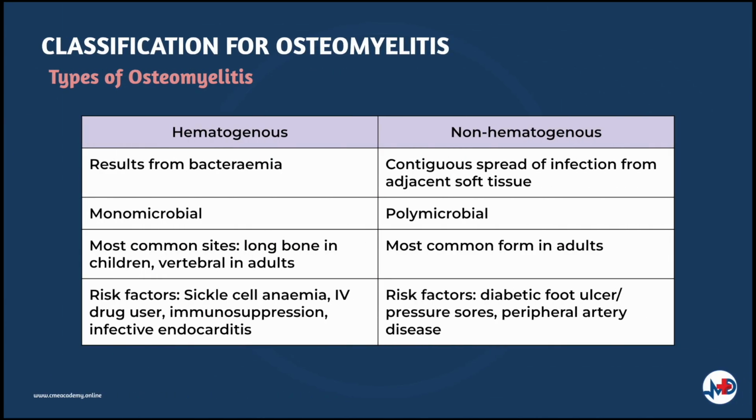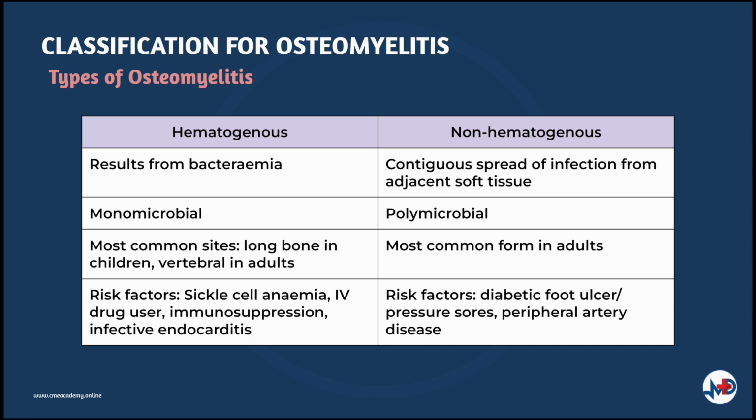Besides that, we can also classify osteomyelitis based on the type of spread, which are hematogenous and non-hematogenous osteomyelitis. Hematogenous results from bacteremia, usually monomicrobial. Long bone involvement is the most common in children. Vertebral involvement is the most common form in adults. Risk factors include sickle cell anemia, IV drug usage, immunocompromised state, and infective endocarditis.